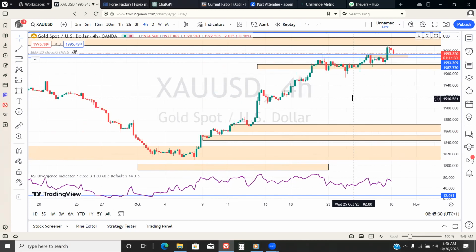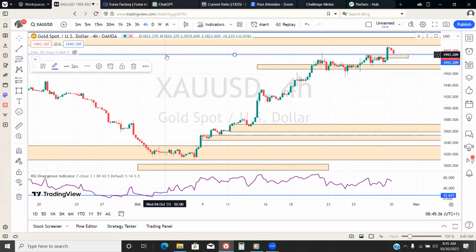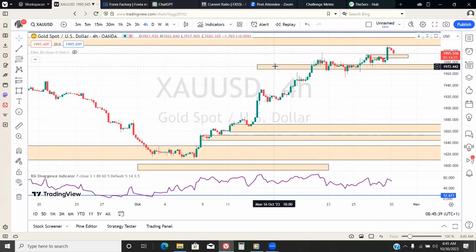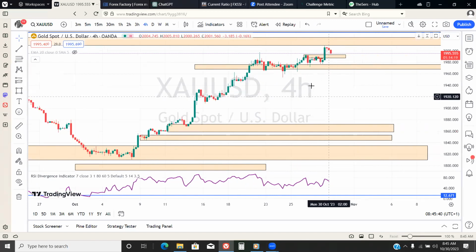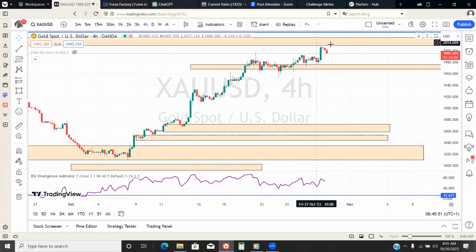On gold, I can remember the last time I predicted gold. I said gold is going to 2030 or 2020. And I gave us the entry at 1972. And I showed us the market maker footprint in between. Look at this market maker footprint, that is where they are coming to.